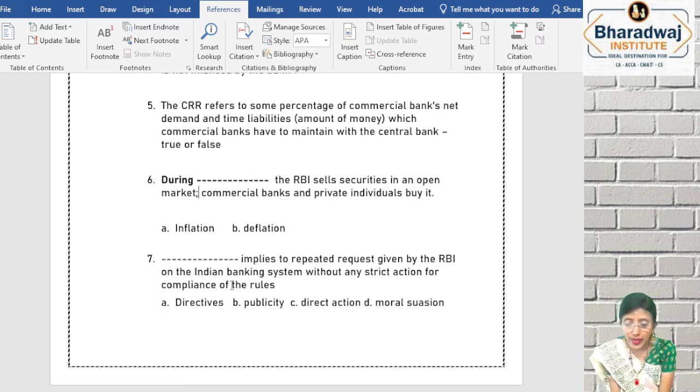The dash implies repeated requests given by the RBI to the Indian banking system without any strict action for compliance of the rules. Options are given: directives, publicity, direct action, moral suasion. Repeated request is the clue word also.